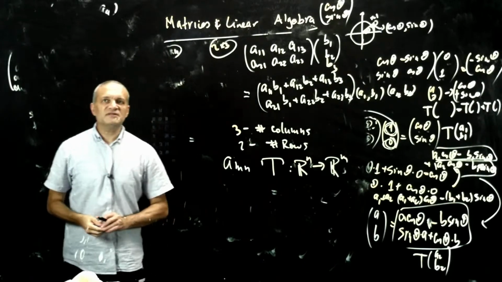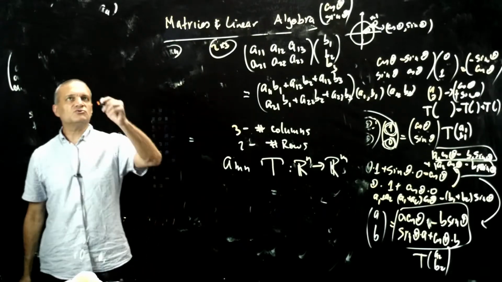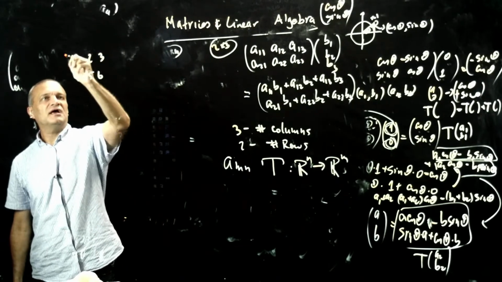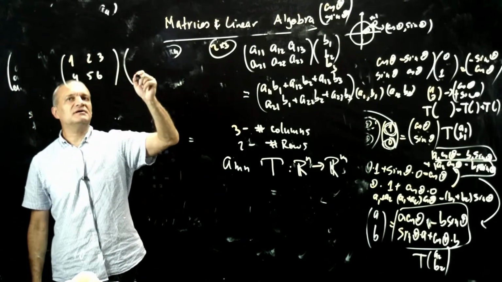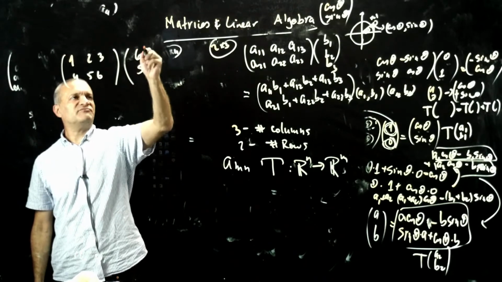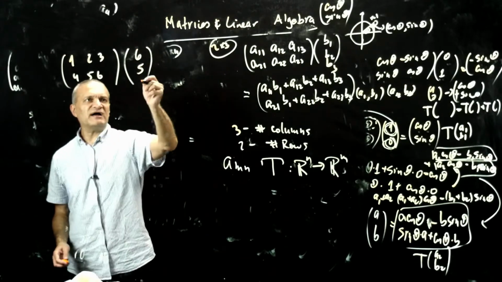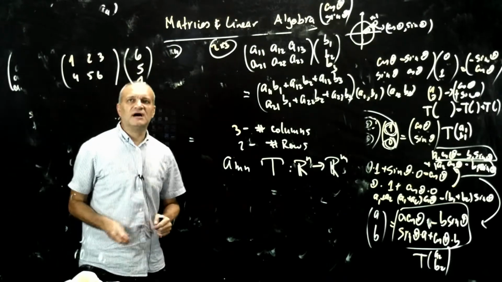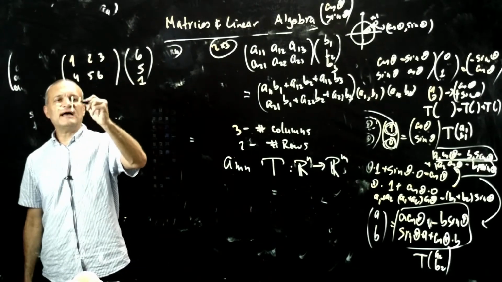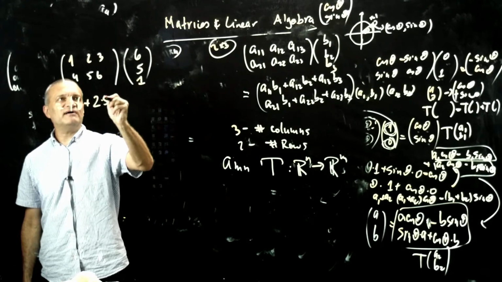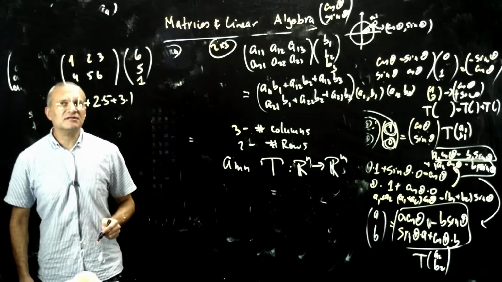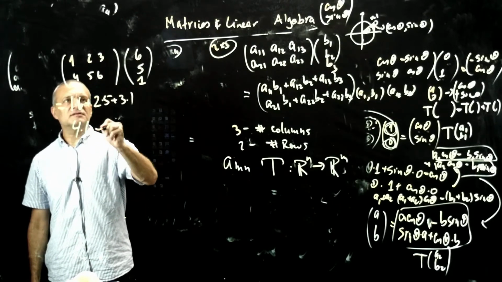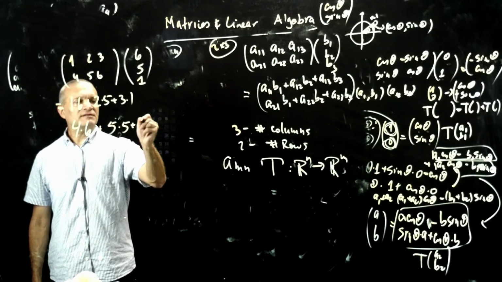What we're going to have is as follows. Here we're going to have, let's say, the numbers 1, 2, 3, 4, 5, 6. And now we're going to have here, let's say, the vector 6, 5, 1. How are we going to multiply this by this? So we're going to have 1 times 6 plus 2 times 5 plus 3 times 1. This is the result of the first one. And the second one will be 4 times 6 plus 5 times 5 plus 6 times 1.